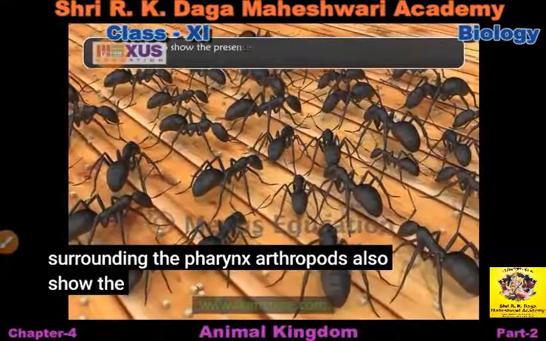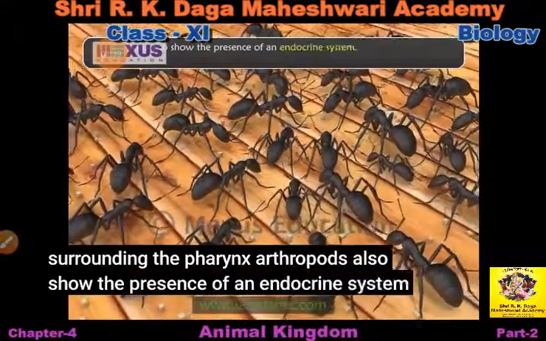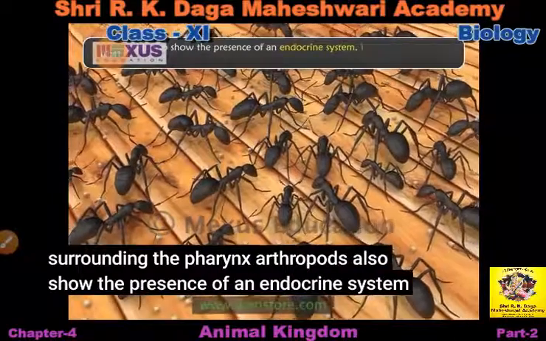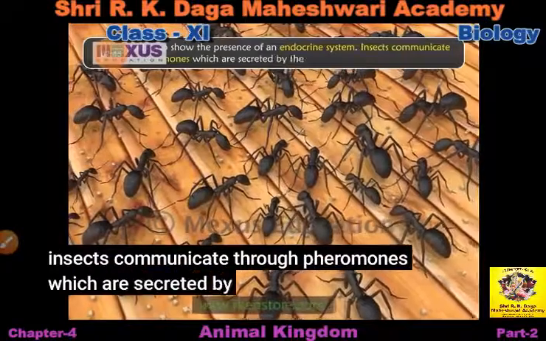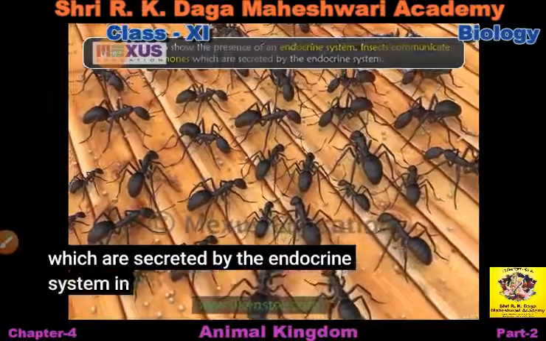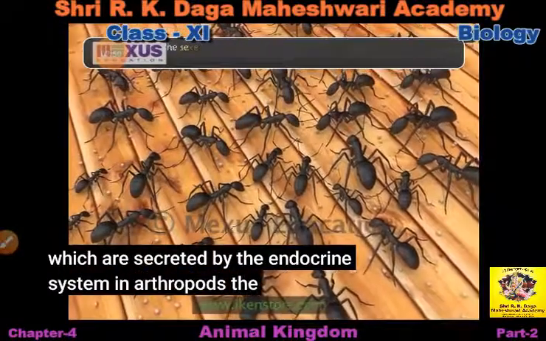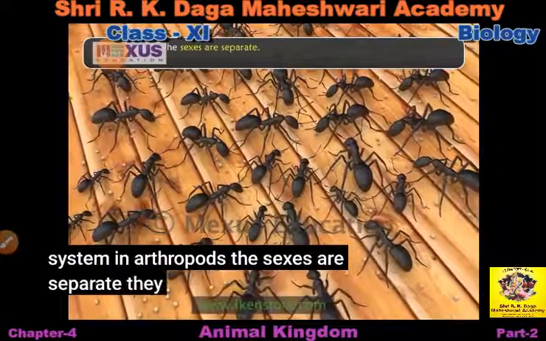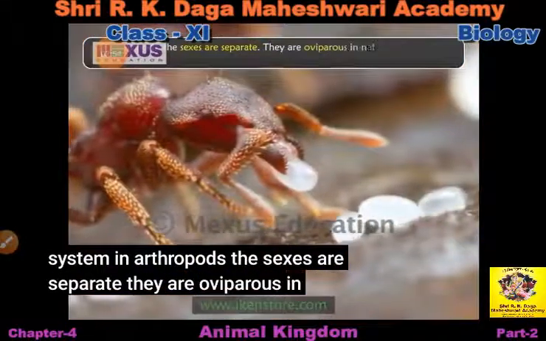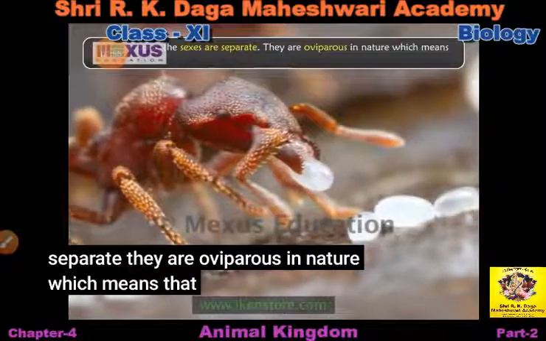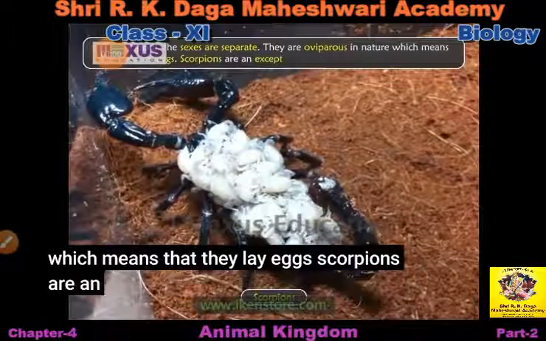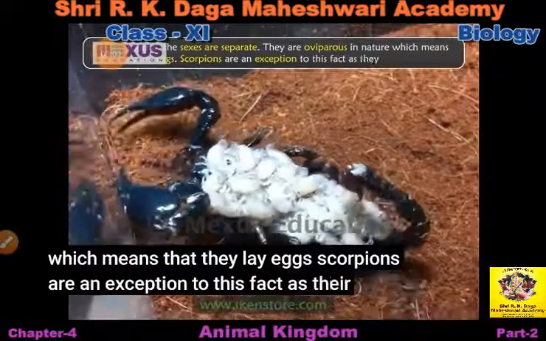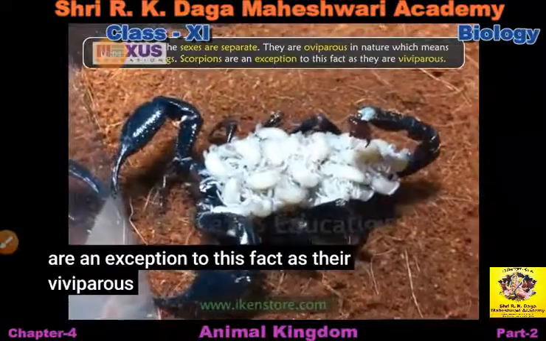Arthropods also show the presence of an endocrine system. Insects communicate through pheromones, which are secreted by the endocrine system. In arthropods, the sexes are separate. They are oviparous in nature, which means that they lay eggs. Scorpions are an exception to this, as they are viviparous.